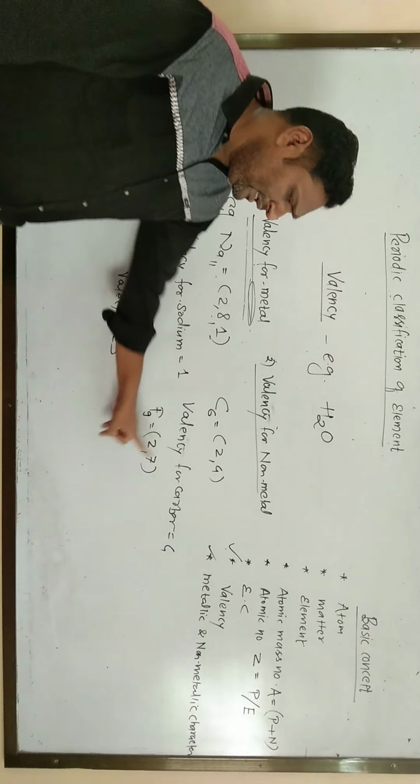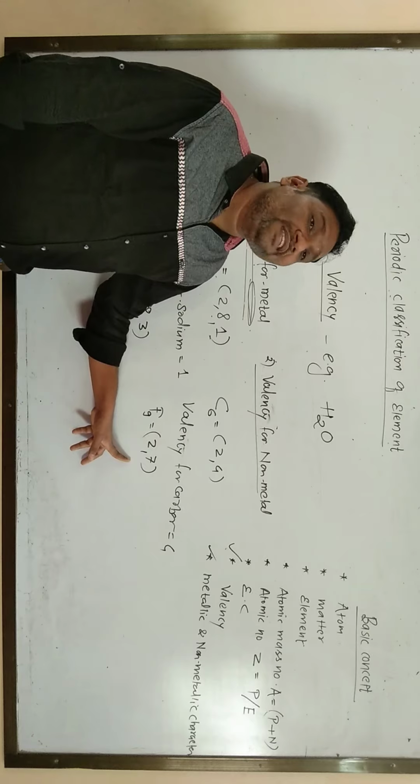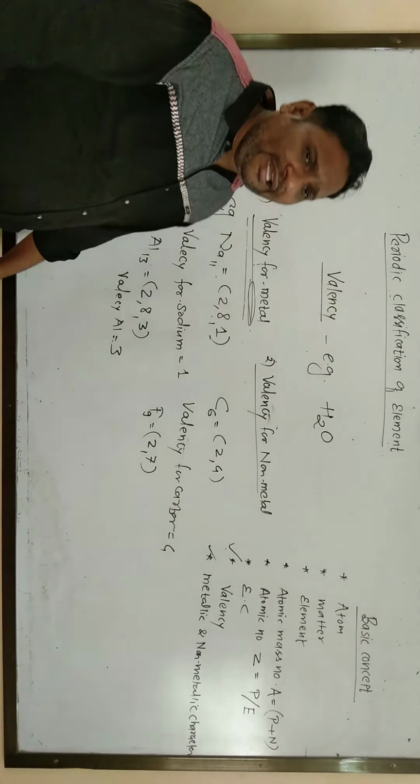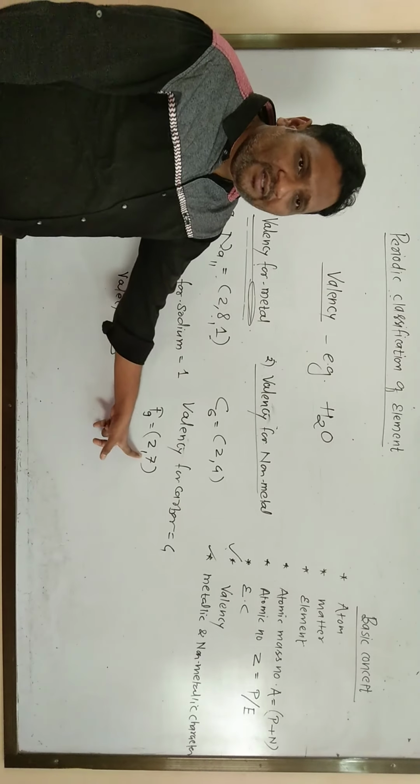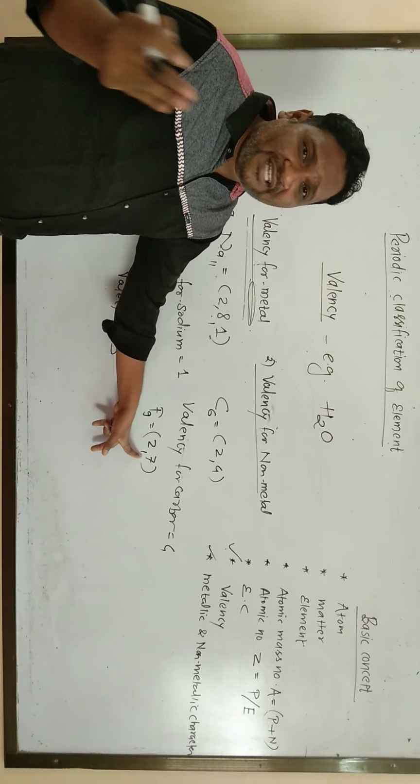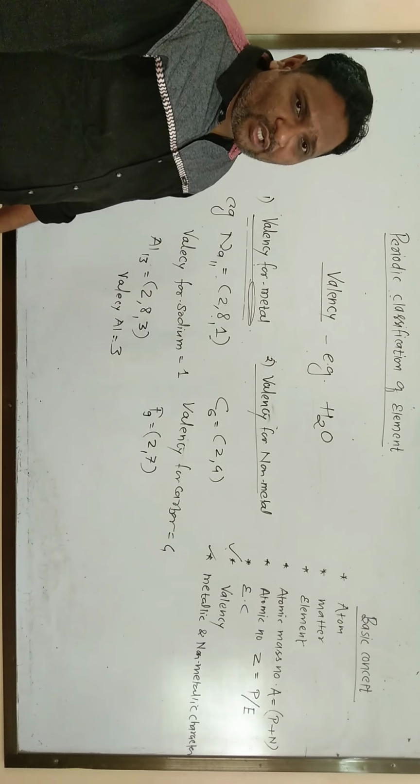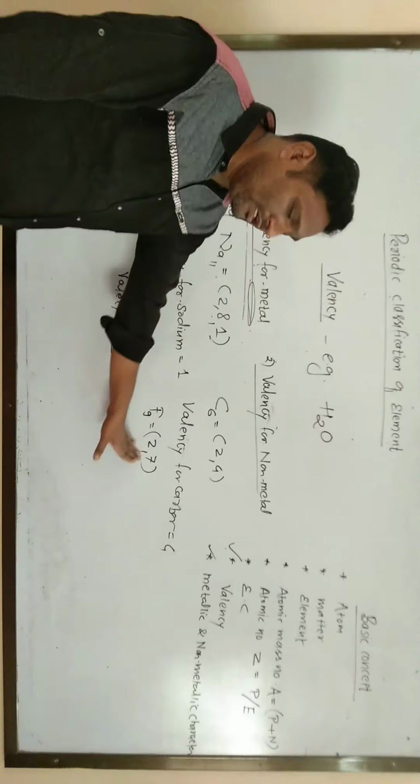Its electronic configuration is 2, 7. So how many electrons are there in the outer orbit of fluorine? 7. So how many electrons does it require to complete its octet? 1, and then it becomes stable like the nearest inert gas, neon.